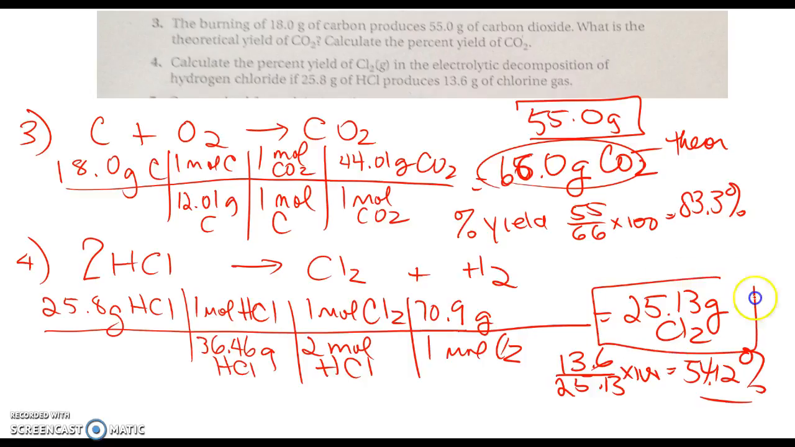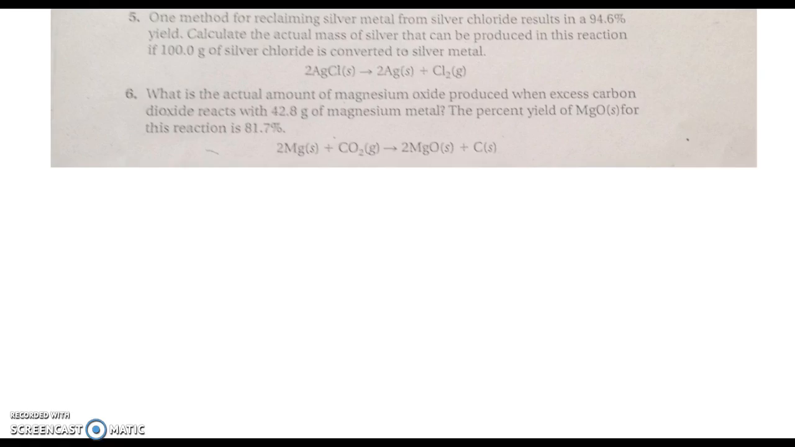I only got 13.6, and I calculated 25.13 as my theoretical. All right, number 5 says we can use this equation, and we're going to reclaim silver metal from silver chloride. But it only has this 94.6%. So we have to calculate the theoretical first, AgCl.